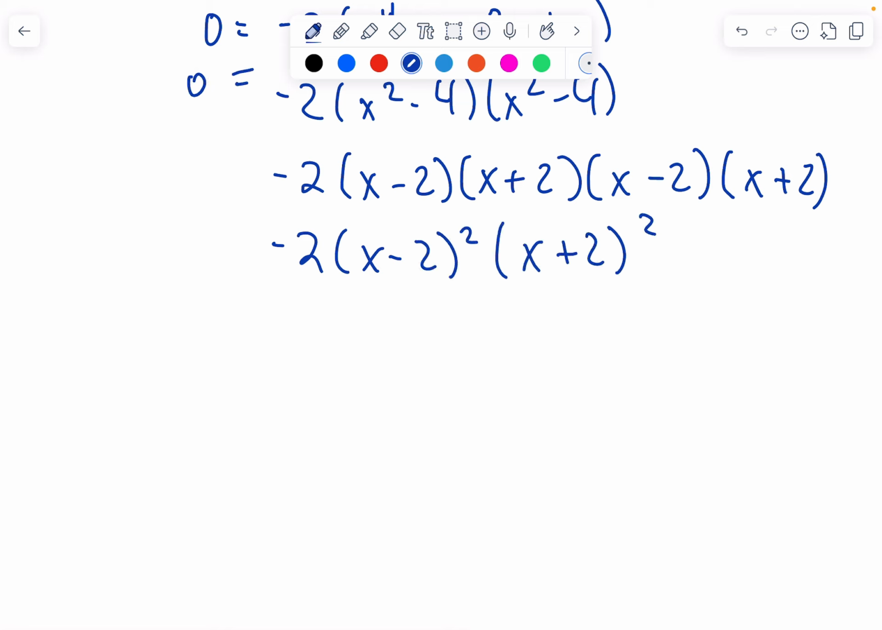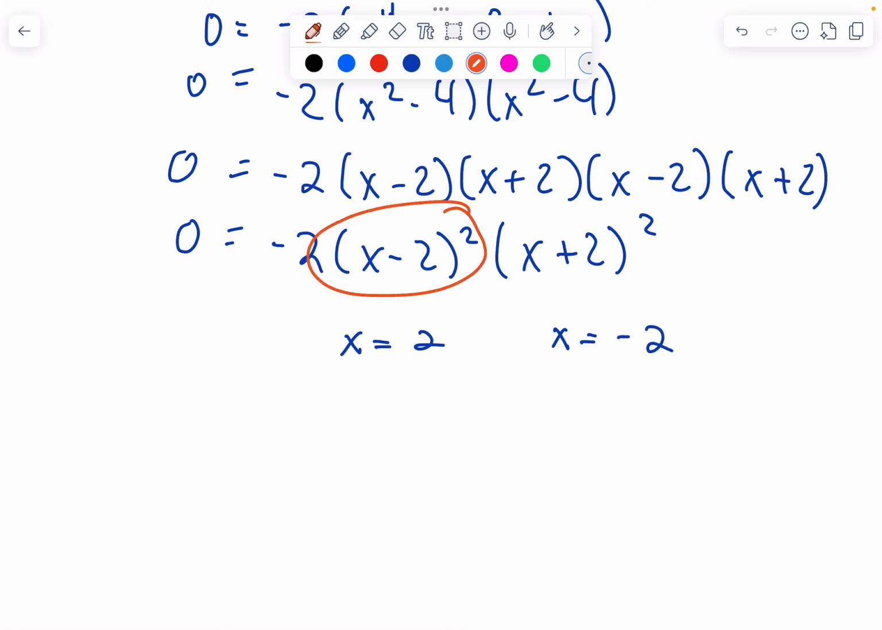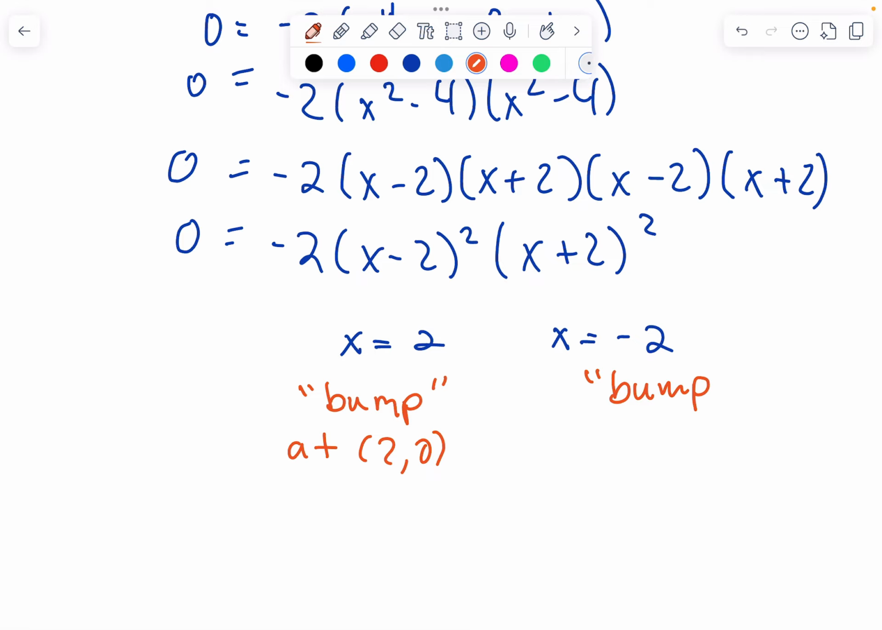Okay? Again, set each factor equal to 0, and your solutions are x equals 2 and x equals negative 2. And because both of these repeat an even number of times, we know we're going to bump the x-axis at 2, 0, and we're also going to bump the x-axis at negative 2, 0.